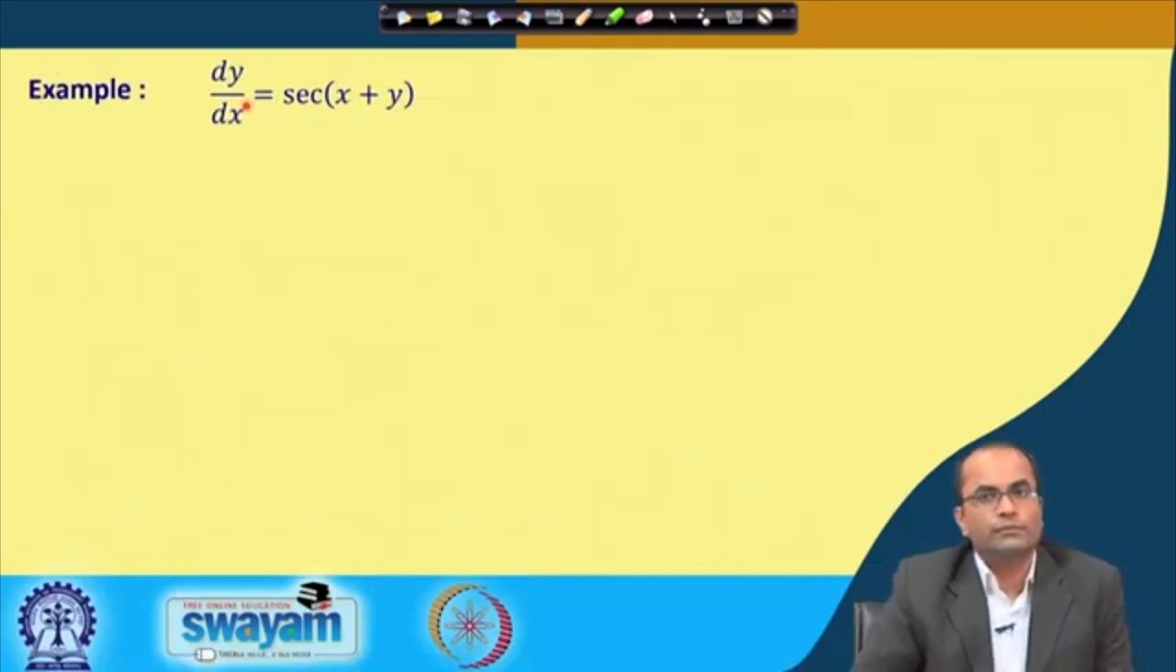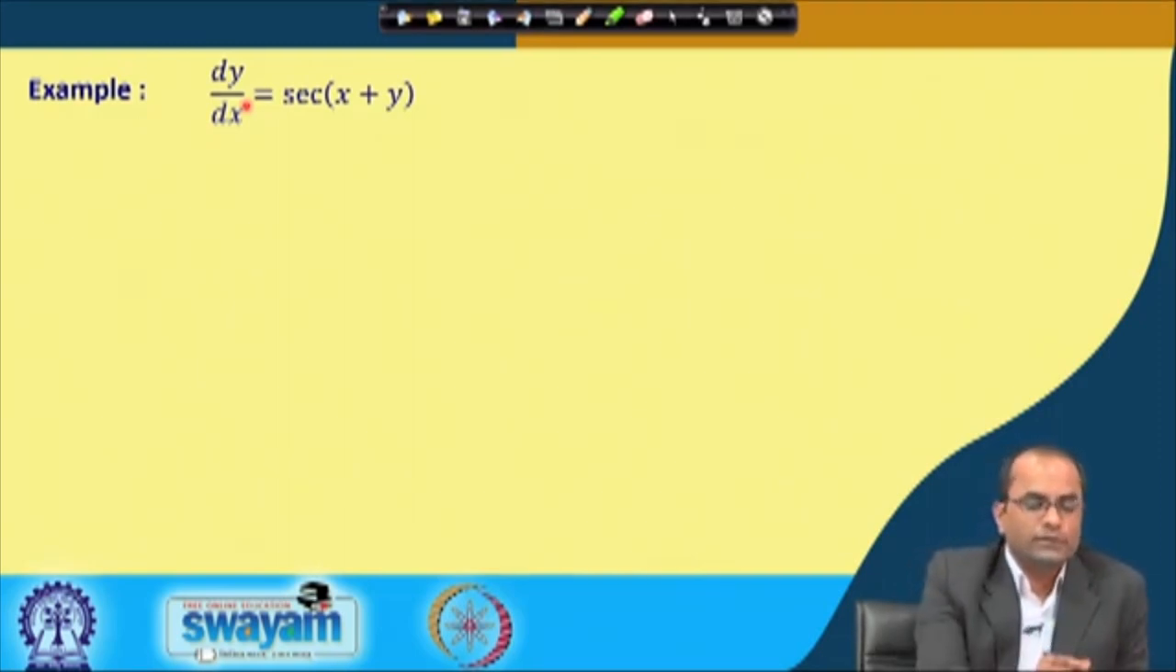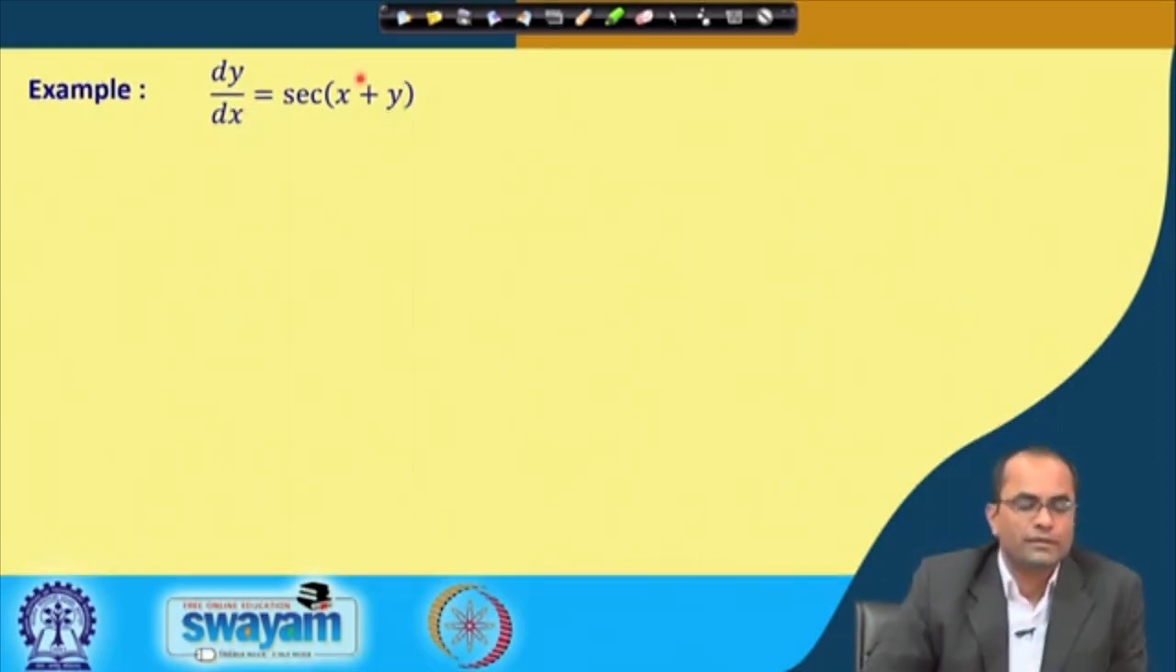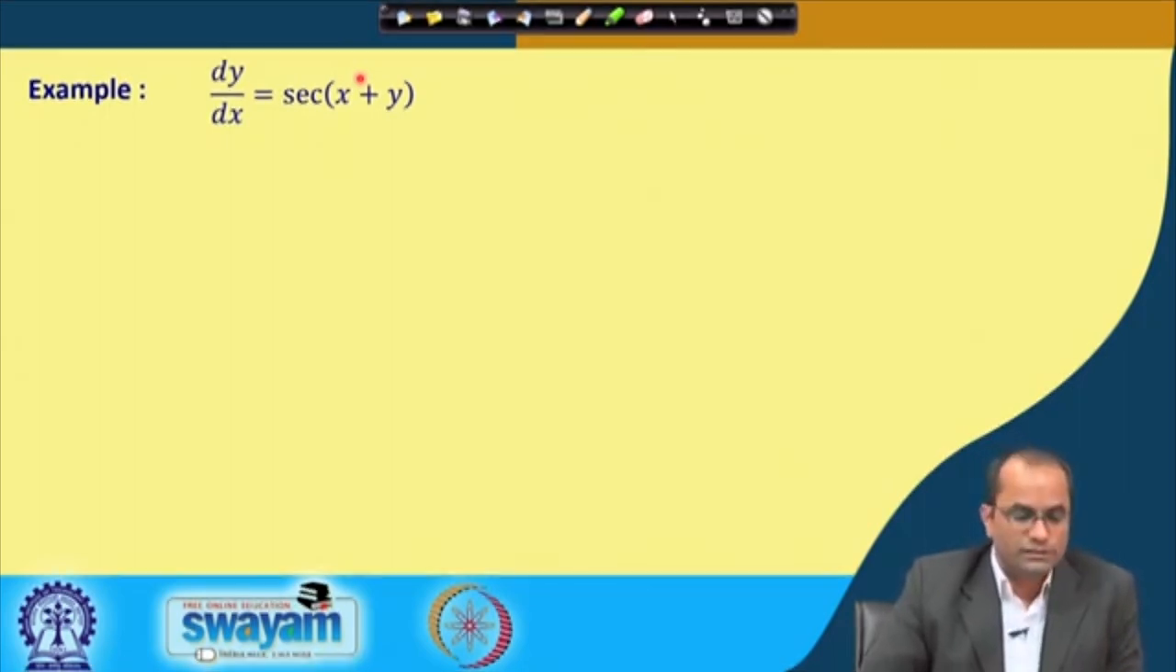Now, we take this example of this kind. dy over dx is equal to sec(x plus y). This equation as given is not separable because we cannot bring all the x to one side and y to the other side. So, we have to use the idea which was described just before.